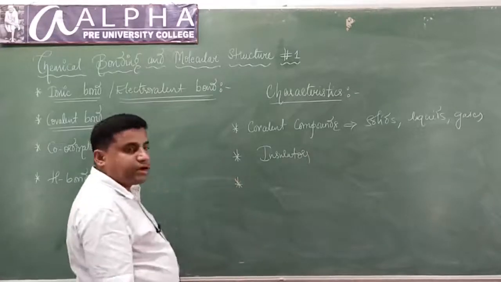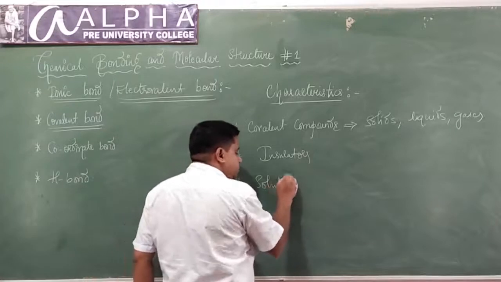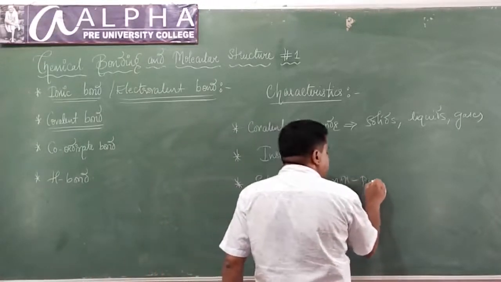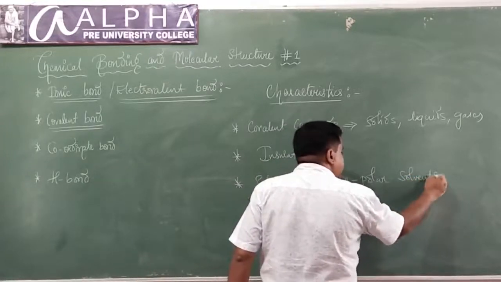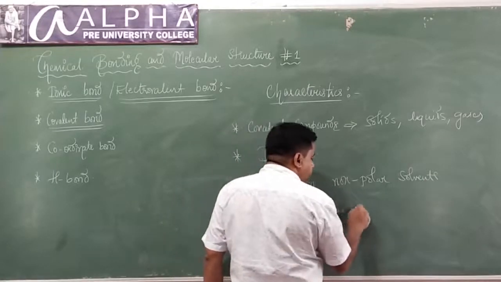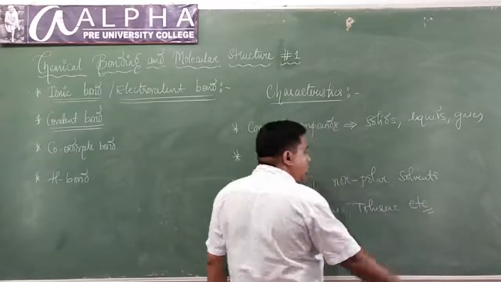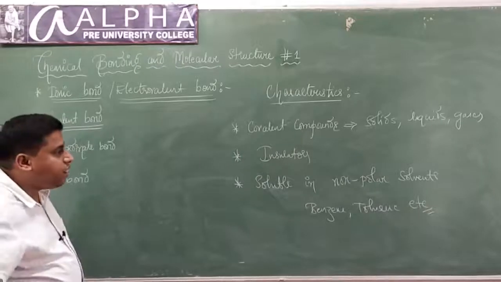What are the other characteristic features? They are soluble in non-polar solvents like benzene, toluene, etc. Covalent compounds are usually soluble in non-polar solvents.